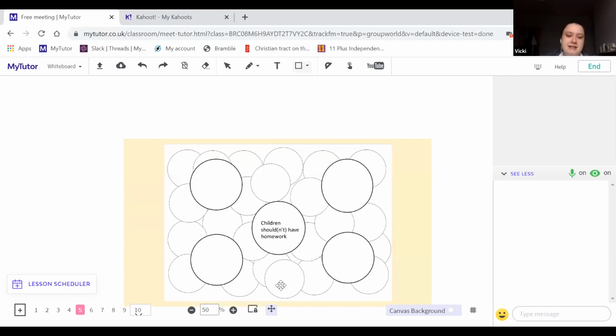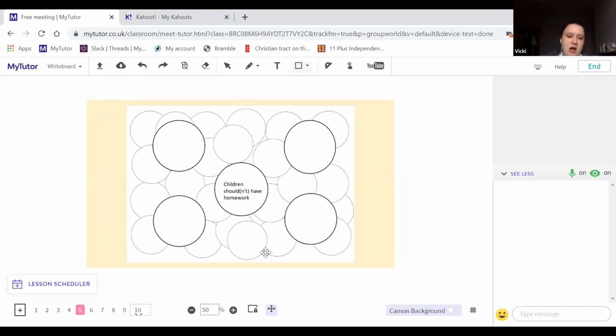Right, so this is a little planning tool which I really like using. This is what I call my little bubble sheet.